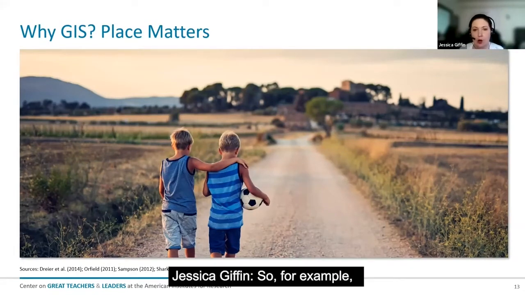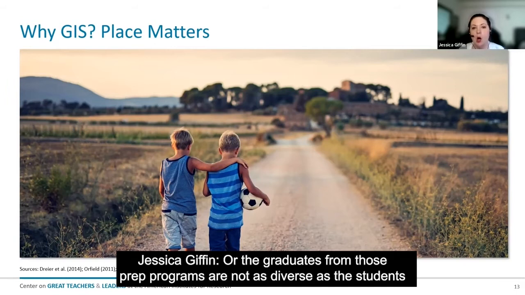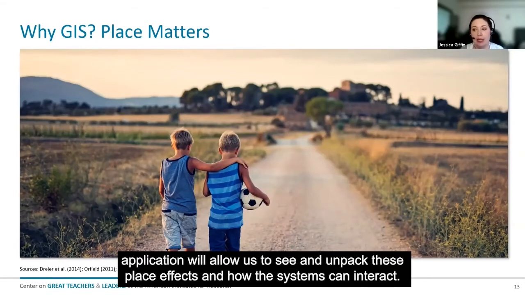So for example, there might be a school and there just isn't any educator preparation program nearby. Or the graduates from those prep programs are not as diverse as the students in that community. Or maybe there are just more competitive job opportunities nearby. And so a GIS application will allow us to see and unpack these place effects and how these systems can interact.